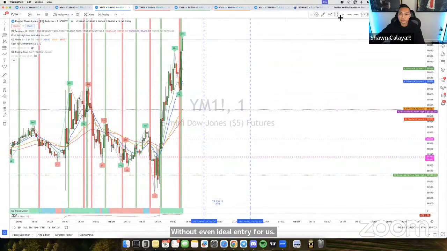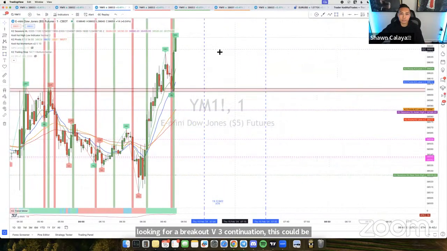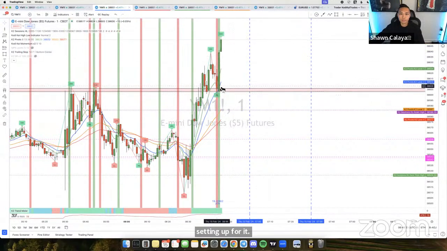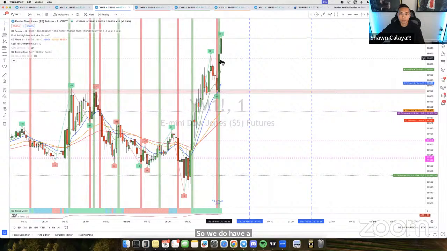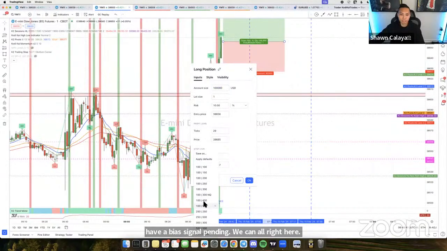There's a V1 pattern here, guys. So if you guys are looking for a breakout V3 continuation, this could be setting up for it. We do have a double wick rejection right here. We have a buy signal pending green candle right here. If this candle closes green, this is going to be a breakout V3 continuation with confluence.